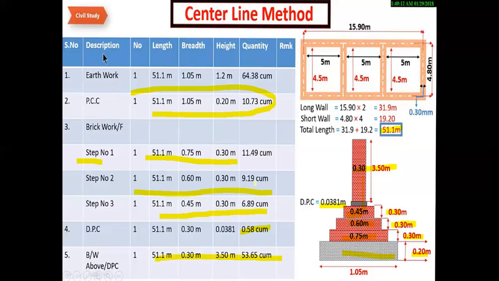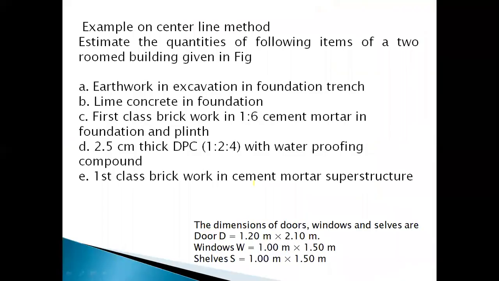It is individual earthwork, PCC, brickwork, and DPC, and above the superstructure. This is the Centerline method procedure. It is the one method. Next, go to the problem, another method. Example on Centerline method.